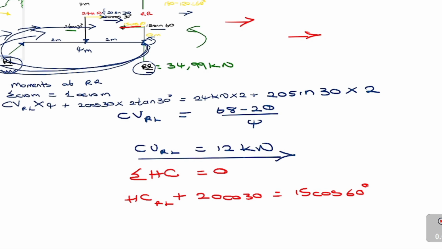Okay, so now we just need to calculate and find out what the horizontal component is. So the horizontal component of the R hinge will be equal to, if you punch that on the calculator, you're supposed to get 9.8205. So that is our horizontal component.